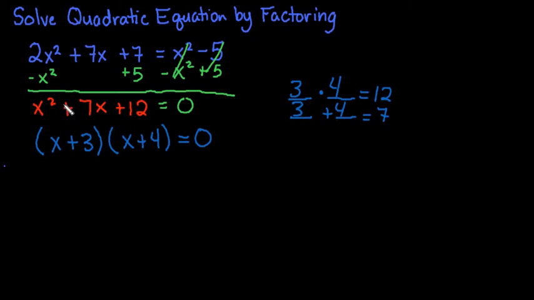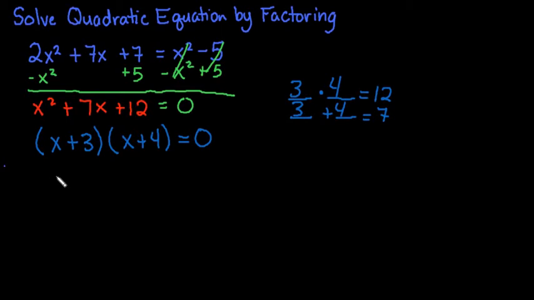You can always check your work here to make sure it makes sense. X times x does give us x squared. The outside numbers give us our 4x. The inside gives us the 3x, which is the 3 plus 4 we needed to get the 7. And the last, 3 times 4, gives us 12. So we can see that this is definitely factorable, and that the product that we wrote out makes sense.